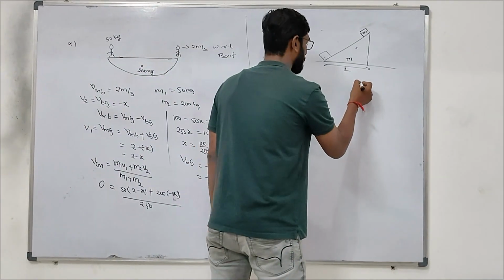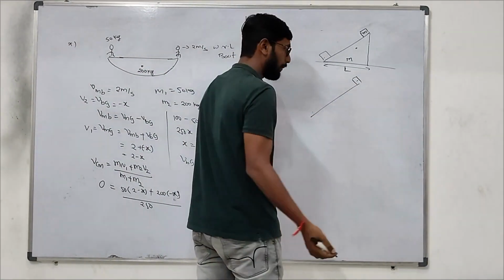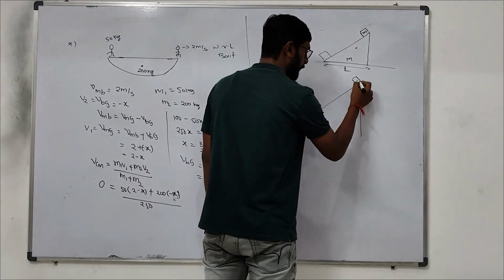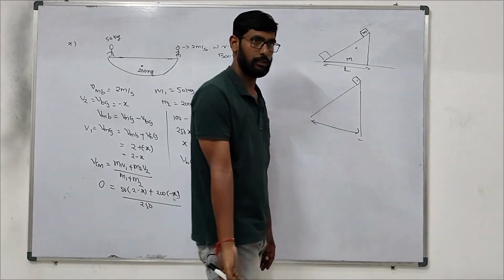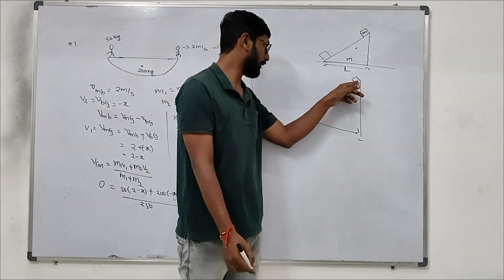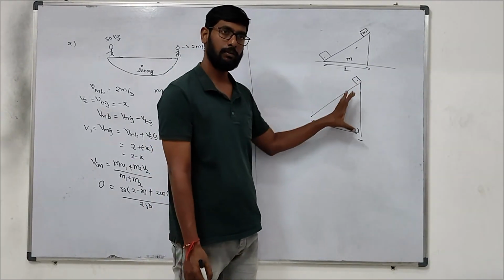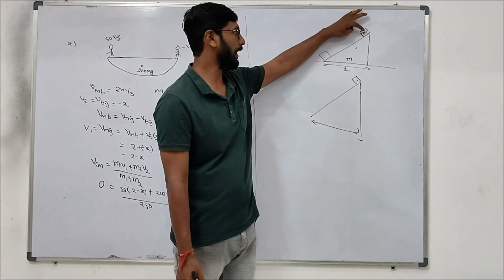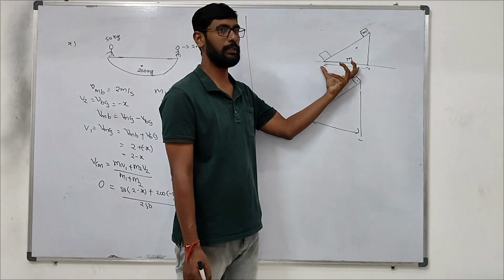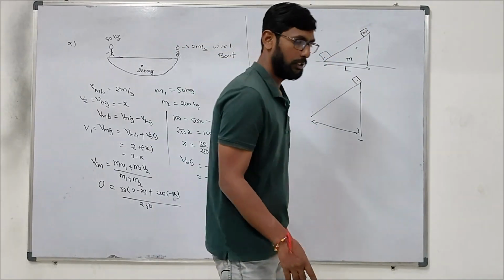This body, when a body comes from there to here, that means vertically it travels this much distance, horizontally it travels this much distance. That is what the displacement is, right? When the displacement is from there to here, horizontal displacement is this much, vertical displacement is this much. Same case for this body also. When it travels from here to here, horizontal displacement is this, vertical displacement is this much, right?